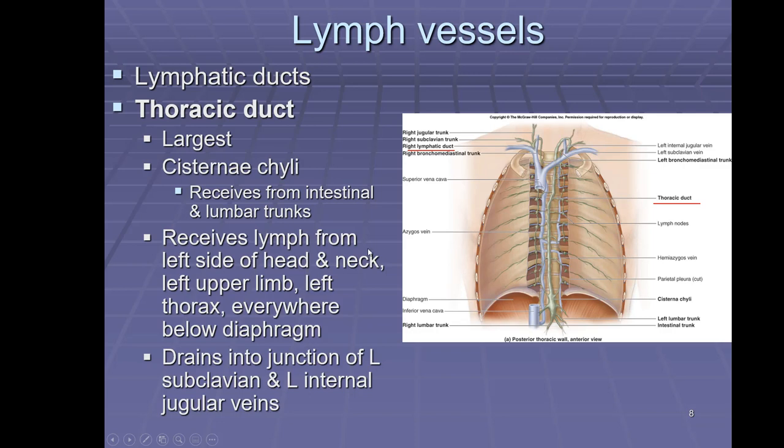So in addition to that, there's a couple other little things I just wanted to point out. This little expanded region right here called cisterna chyli is just an expanded region because it's collecting the lymph from all of this area in here, from the intestinal and then lumbar trunks. So it's just a little expanded region of the thoracic duct.